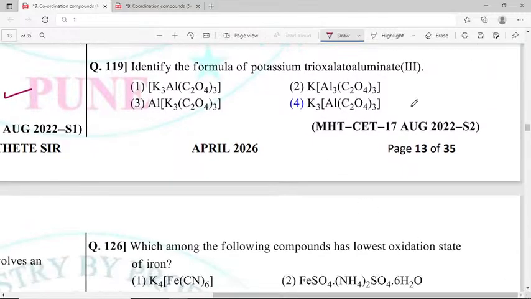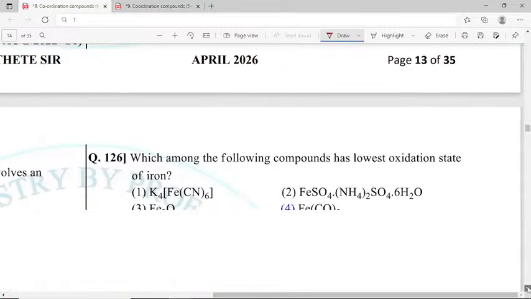Identify the formula of potassium trioxalato aluminate. Potassium, tri stands for 3. Trioxalato aluminate should be an anionic complex. So option number 4 is correct. Anionic complex.